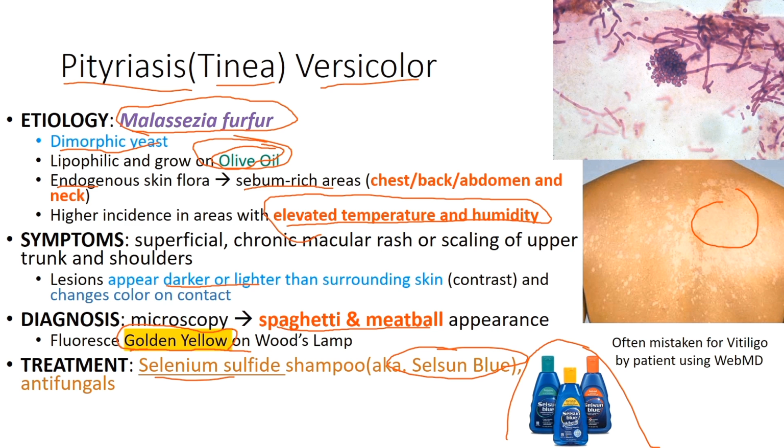Sorry if you're not from the United States, but we have Selsun Blue in the United States. So that's my reference for selenium sulfide. You might have other shampoos. Antifungals sometimes work, but not always. This is actually often mistaken for vitiligo because patients like to rely on WebMD for their conditions. So they say, my skin is changing, and then the first thing that comes up is vitiligo.